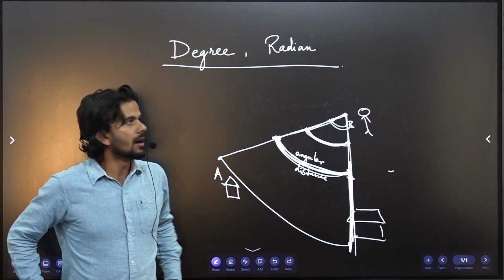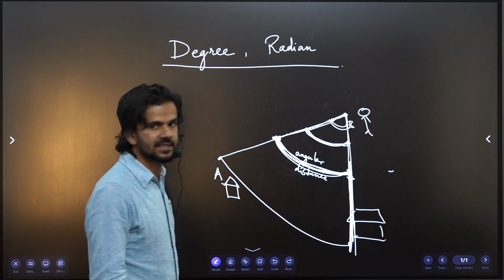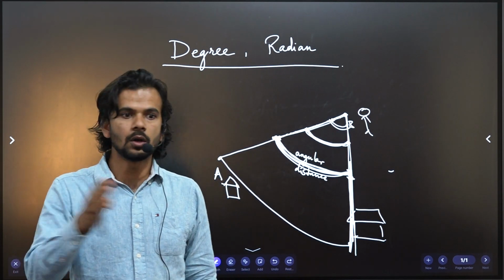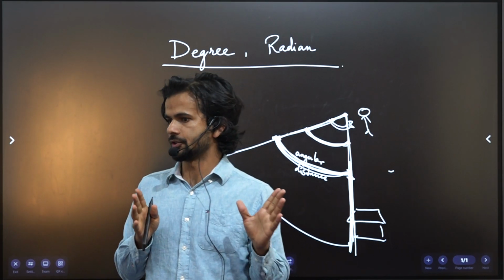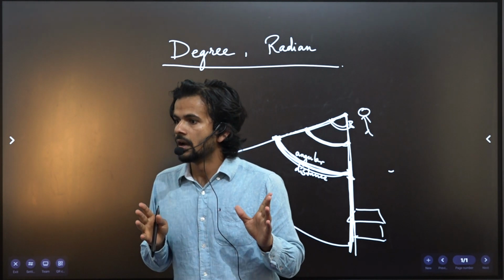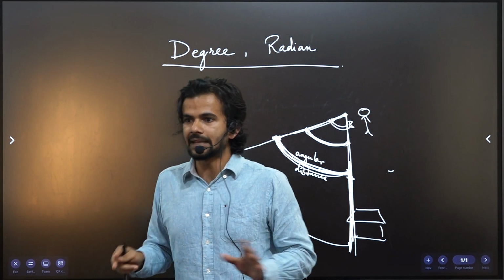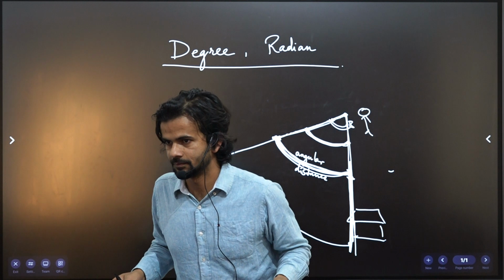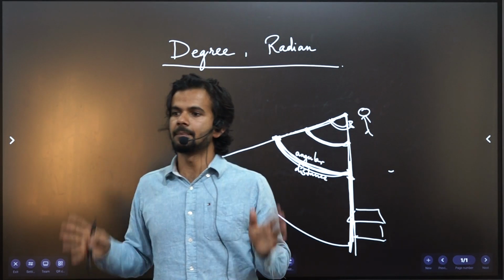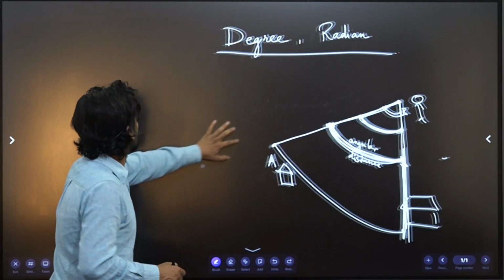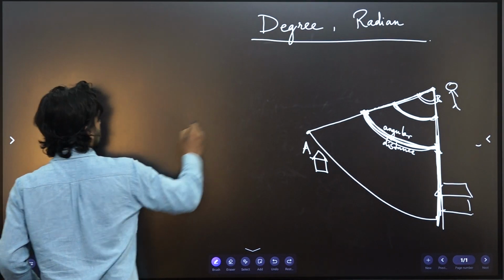So we do need angles, don't we? If you want to know in which direction things are moving, you need to know angles. If you don't know the angles, life becomes almost impossible.